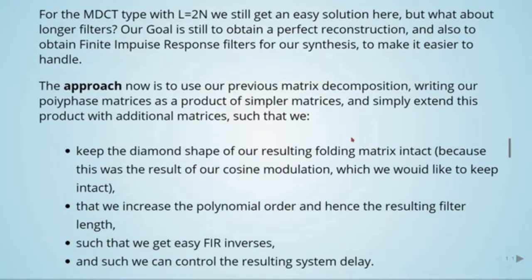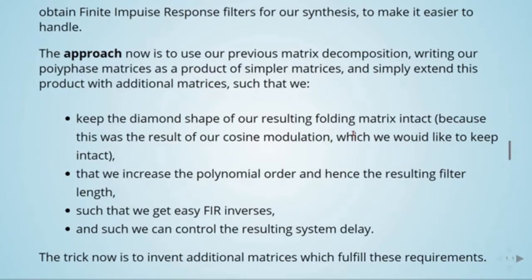The approach now is to use our previous matrix decomposition, writing our polyphase matrices as a product of simpler matrices, and simply extend this product with additional matrices such that we keep the diamond shape of our resulting folding matrix intact, because this was the result of our cosine modulation, which we would like to keep intact, such that we increase the polynomial order and hence the resulting filter length, such that we get easy FIR inverses, and such that we can control the resulting system delay.